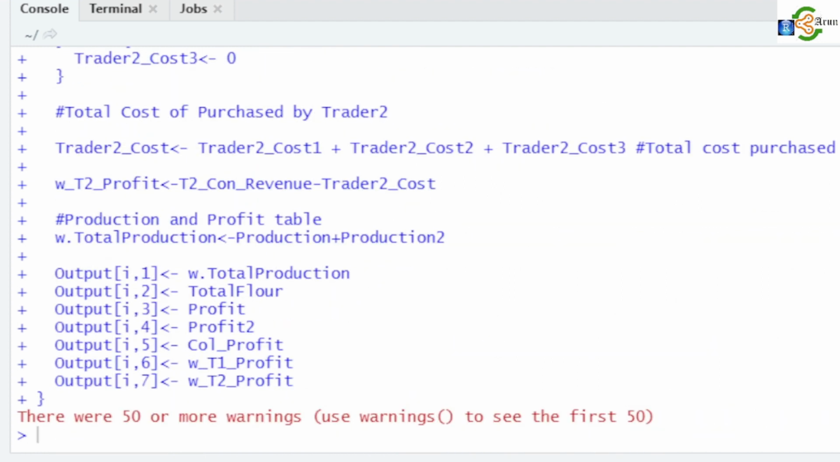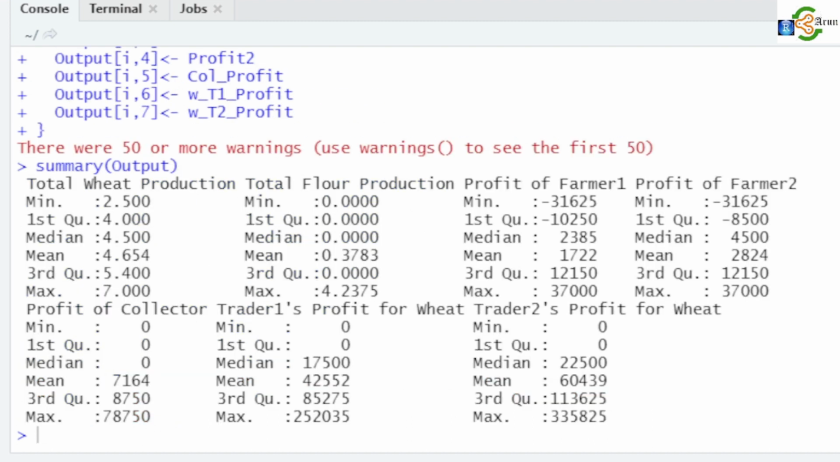Then we will directly run the summary table. Okay, so you can see here, now you can see for the production, the maximum possible production is 7 ton per hectare from both farmers. Okay, and the minimum production is 2.5 tons. It's the same as the 100 times simulations, but the distribution is different. Okay, like the first quartile, median, mean, and the third quartile.